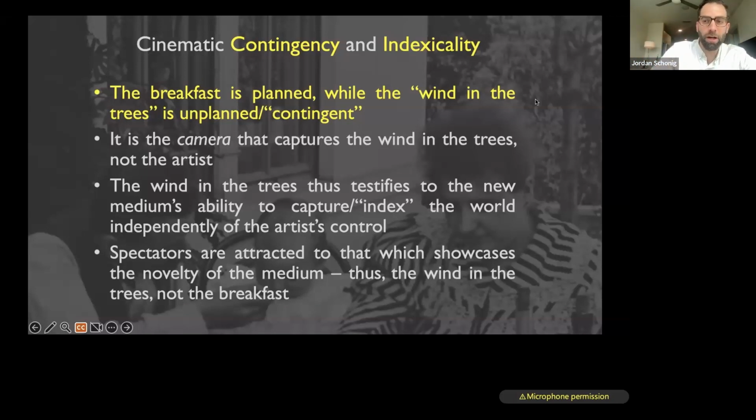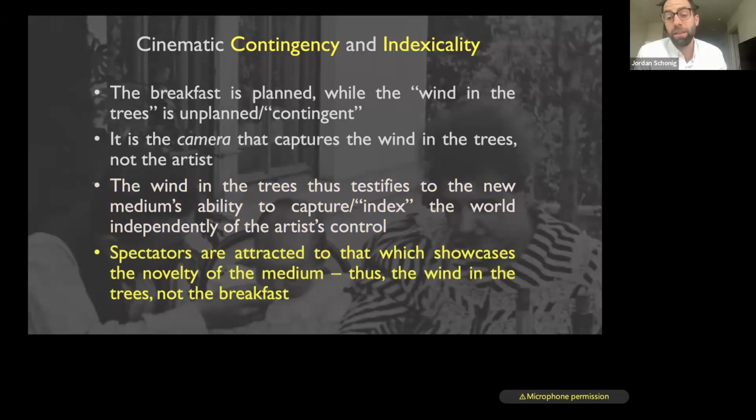This is how I break down the logic as it's given by these other thinkers. So first, the breakfast in the foreground in this film is planned, but the wind in the trees in the background is not planned, right? Clearly it's not the same kind of thing. Number two, it's the camera that captures the wind in the trees, not the artist. So if the artist is making this film and making choices, there's part of the film that's not being chosen, and the world is sort of imposing it on the image. The wind in the trees thus testifies to the new medium's ability to capture, or index, the world independently of the artist's control.